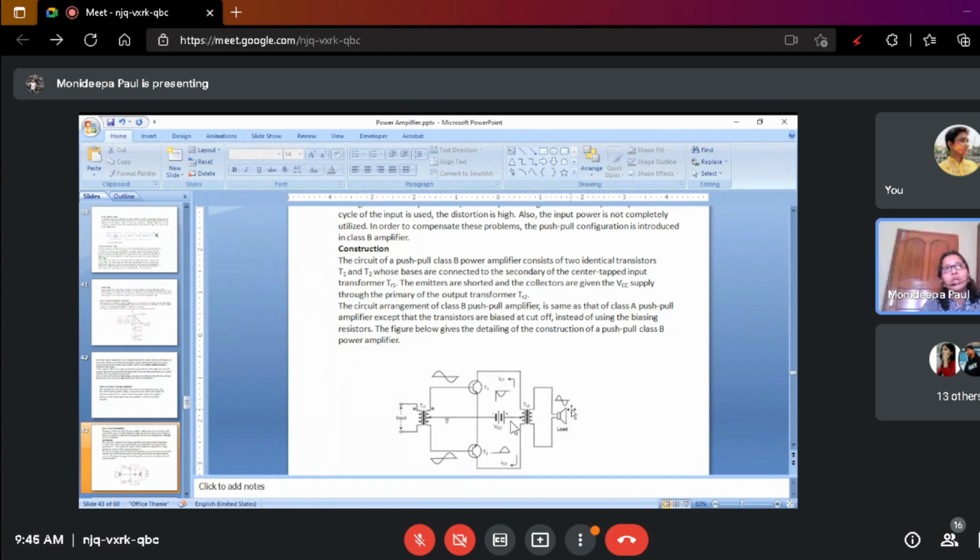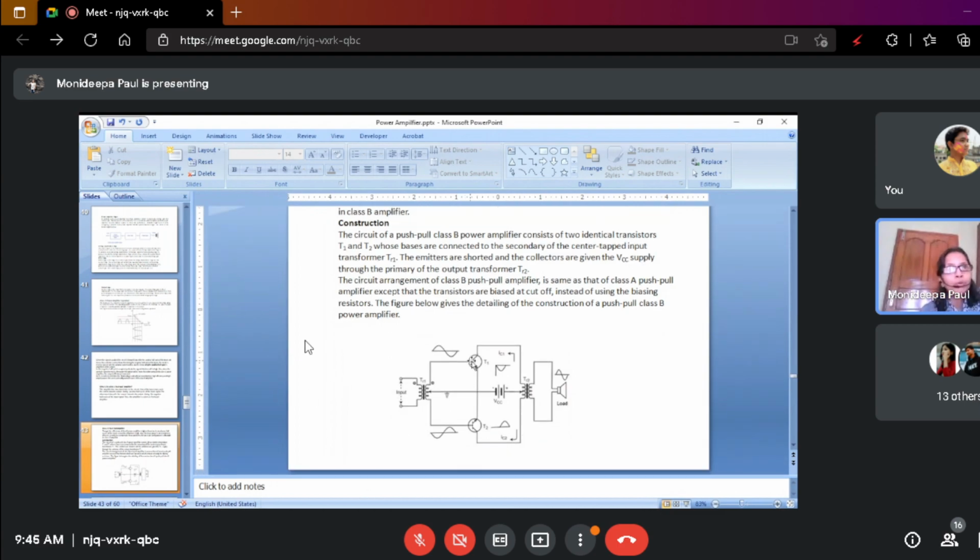Okay, so you don't confuse between the class B and push-pull. Push-pull amplifier is the application of class B amplifier. In class B amplifier, we get the output only during the positive half cycle.